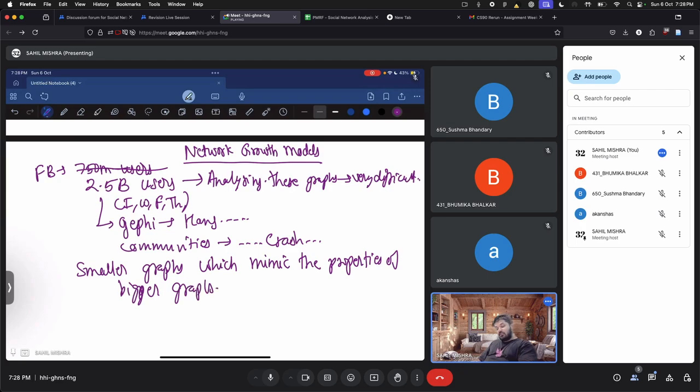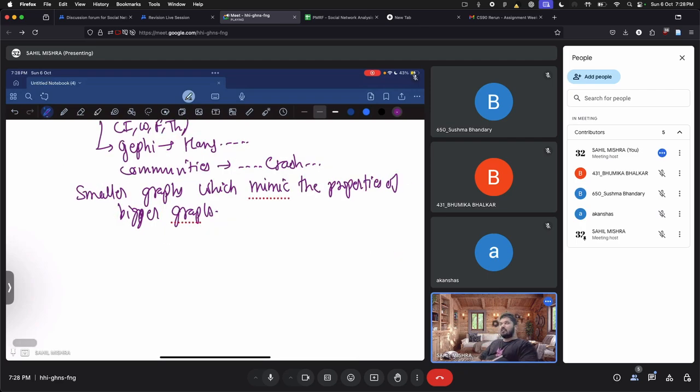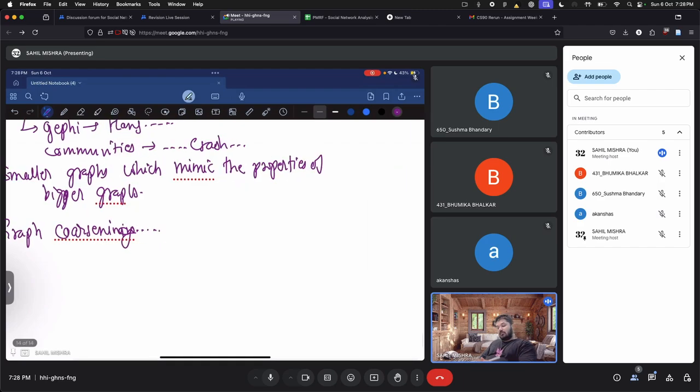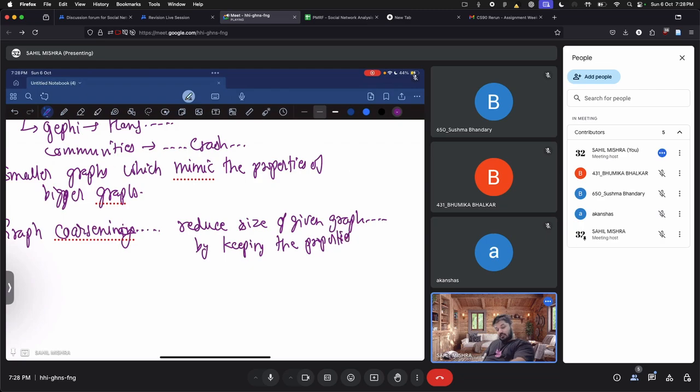I need a graph because there is a concept of graph coarsening in machine learning. It's a recent concept, whatever the definition is. Graph coarsening basically tries to reduce the size of a given graph, any graph, by keeping the properties intact for study purposes.